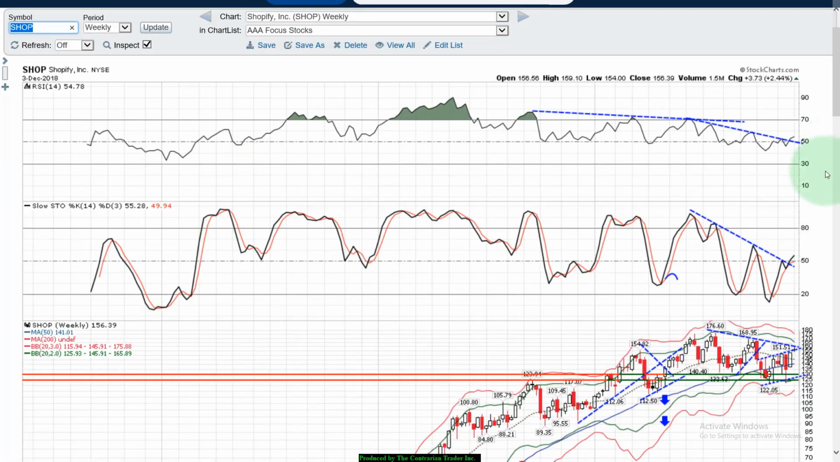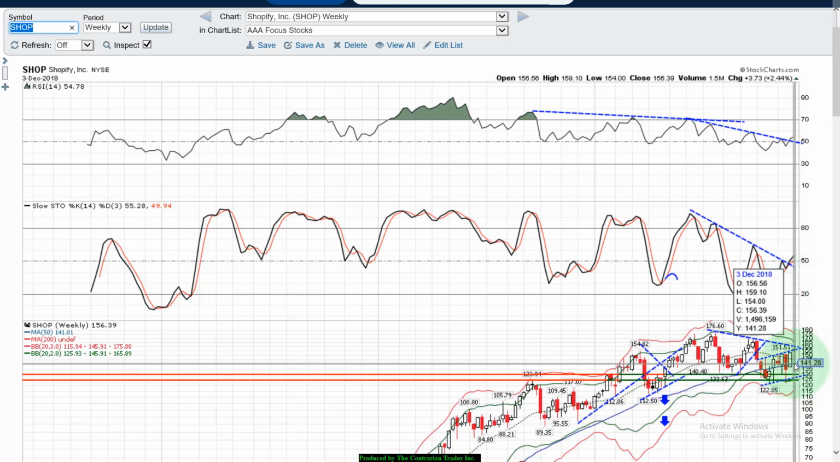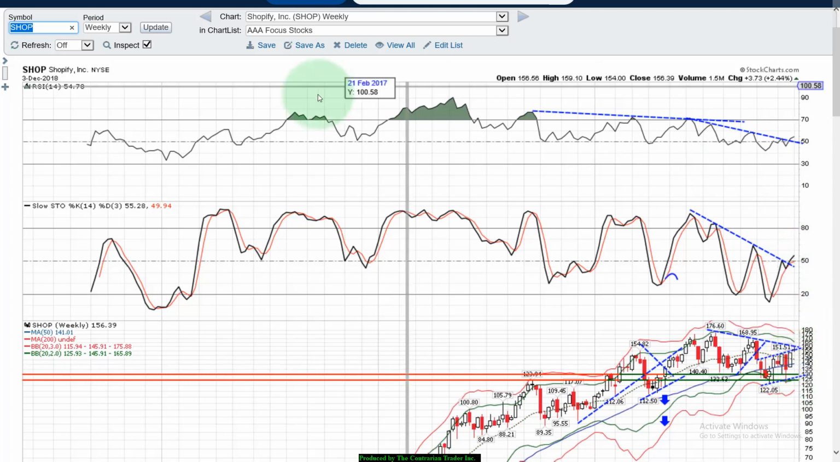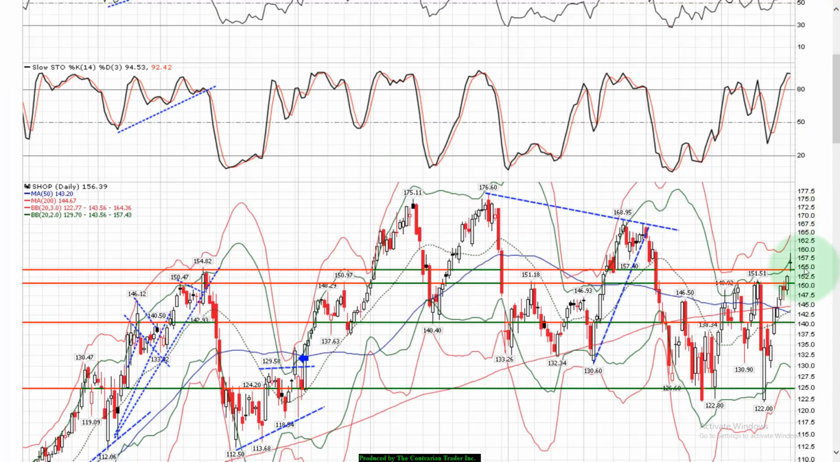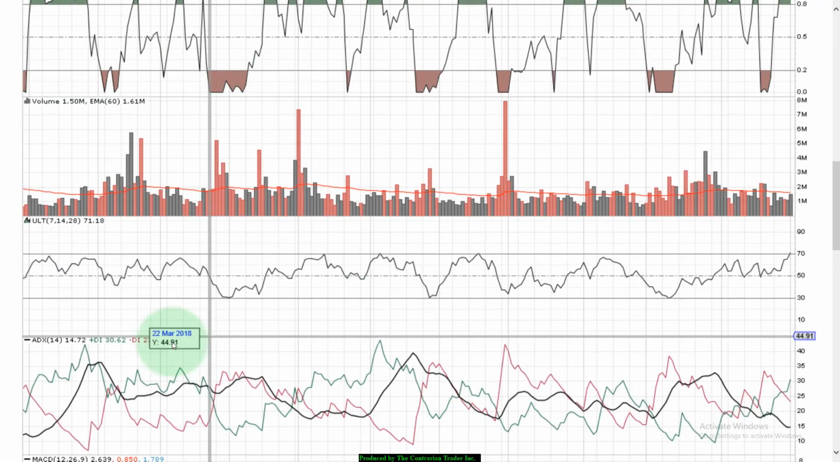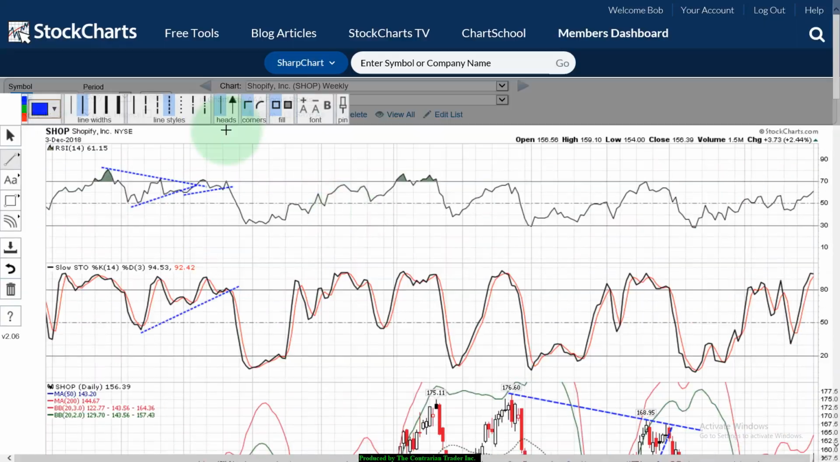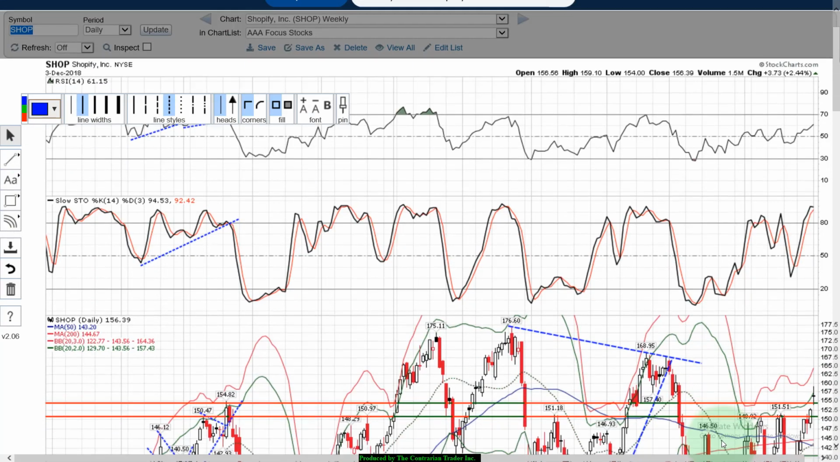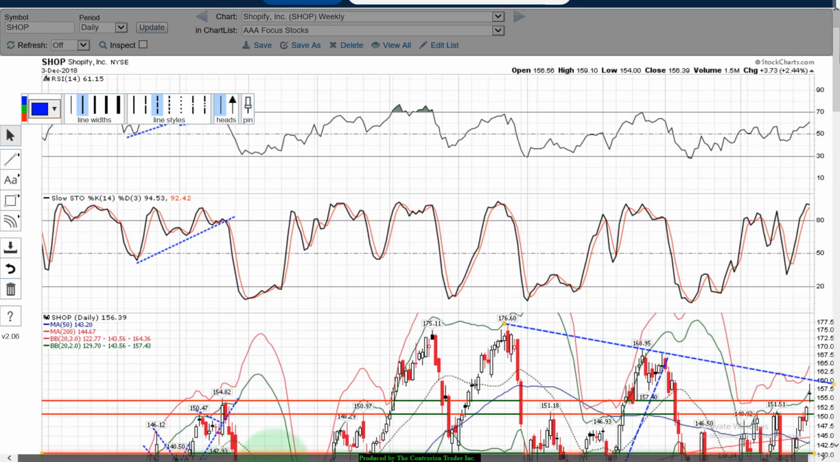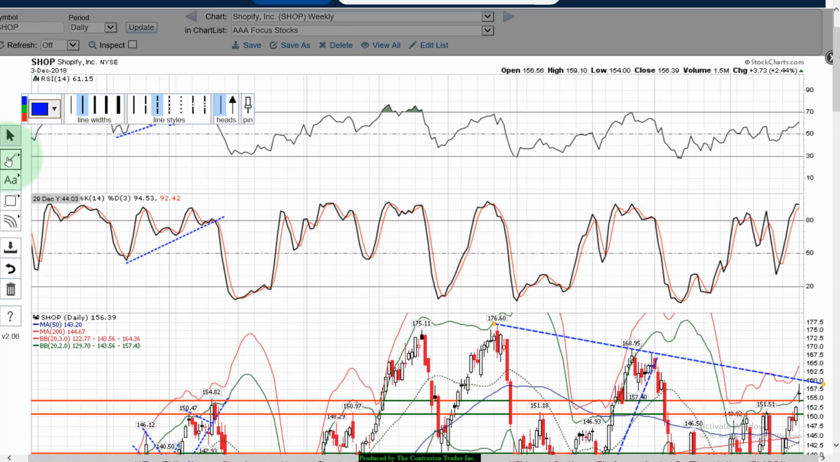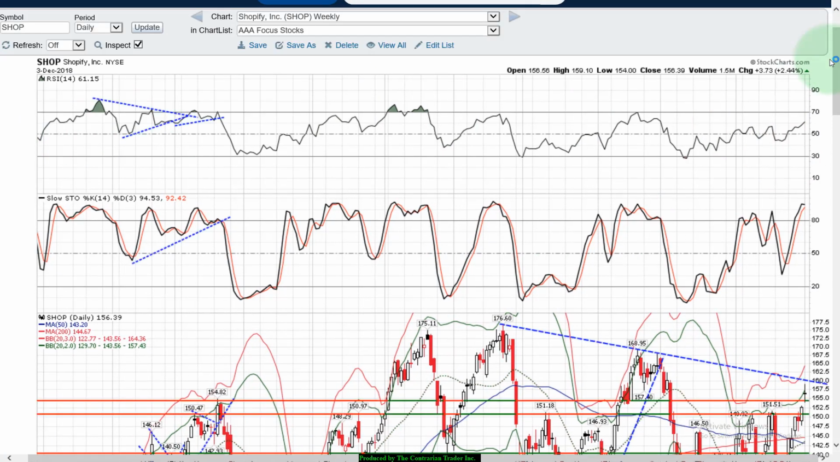What we have here on Shopify is a breakout on both RSI and the stochastics. Price hasn't followed through yet, but we are very, very close. Daily chart: on Monday, we closed above resistance at 155. So we are very close to flashing a buy signal on Shopify. So members, stay tuned for an alert.